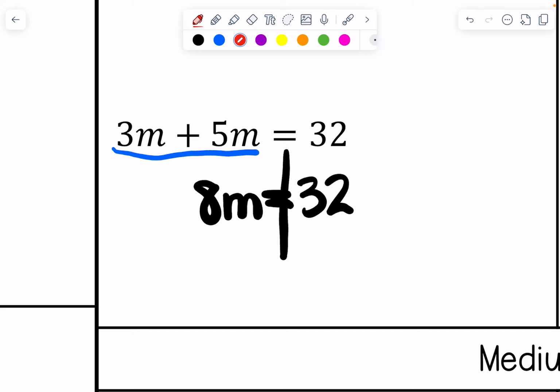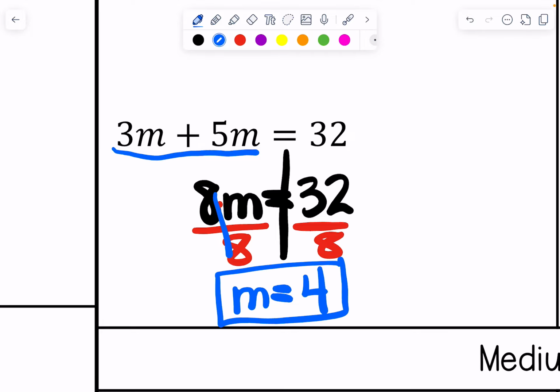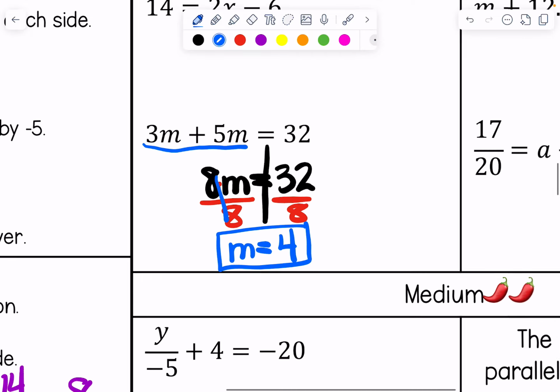So what's happening to my variable? m is being multiplied by 8. So I want to undo that by dividing both sides by 8. Over here, my 8's will 1 out, leaving me with 1. And then 32 divided by 8 will equal 4. So m would equal 4.